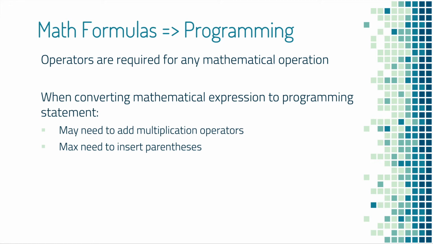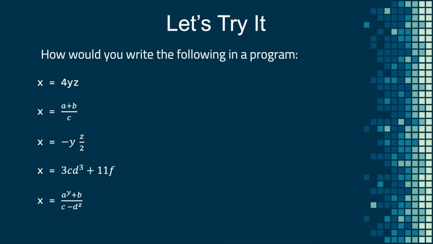So again, math formulas do not go directly into programming. You'll need to do some kind of translation from your math formula to programming to actually put math formulas in programs. With that being said, you may also need to add different operators or insert parentheses, because order of operations matters. You and I can understand how something divided by something is supposed to be written, but Python doesn't know that unless you put parentheses there, or you add a multiplication operator. So let's go ahead and try this.